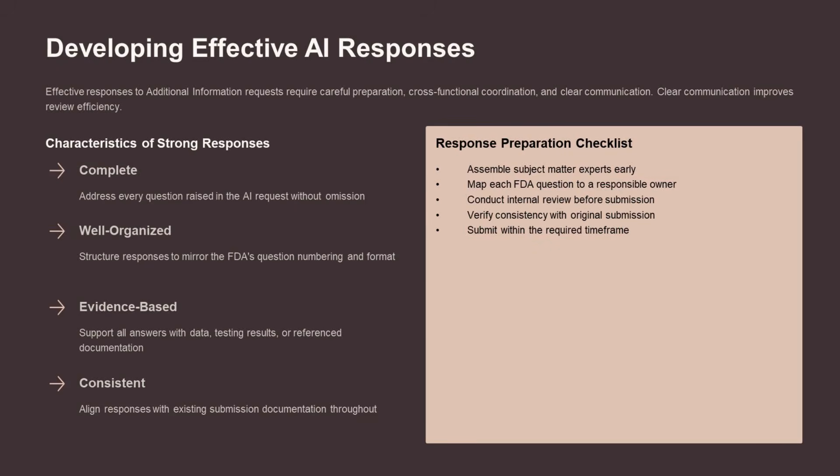Effective responses to additional information requests require careful preparation, cross-functional coordination, and clear communication. Clear communication improves review efficiency. Characteristics of strong responses include completeness, well-organized structure, evidence-based answers, and consistency with existing submission documentation.